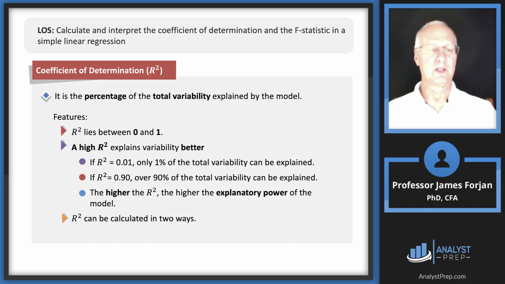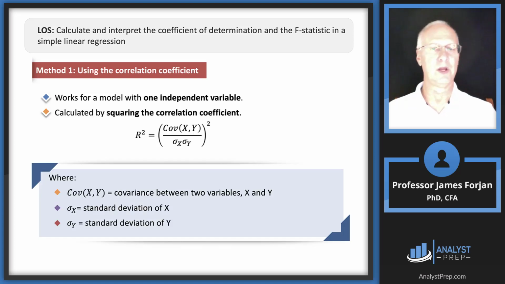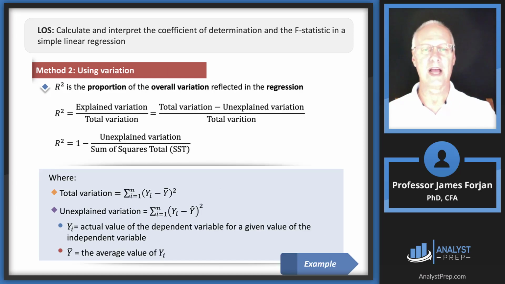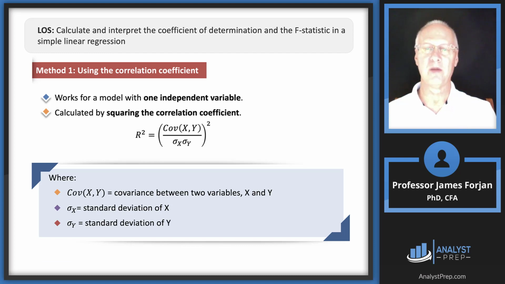Now the LOS goes and asks us to calculate, so we can do this in one of two ways. If we have a model with just one independent variable, all we have to do is square the correlation coefficient. There it is right there. So that's a super simple way. Remember that. Look at that first diamond point. Works for a model with one independent variable. And I'm going to go ahead and skip to the next slide here. You don't have to worry about any of this stuff. With one independent variable, then just find the correlation and square it.